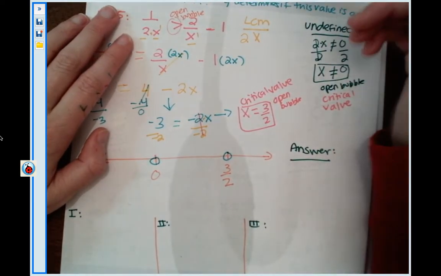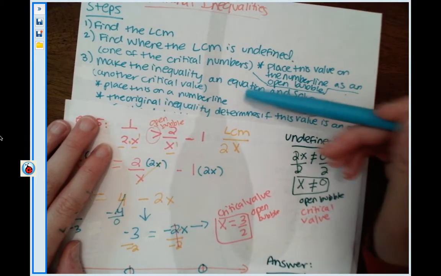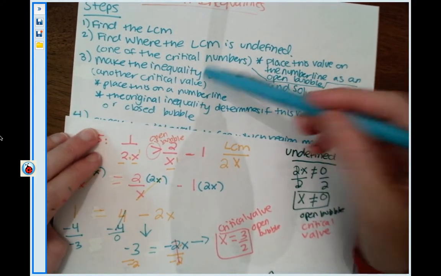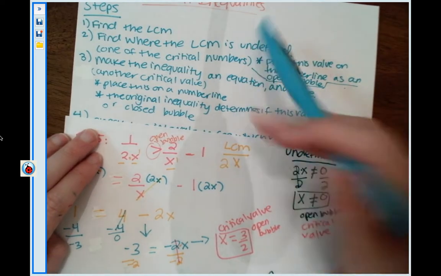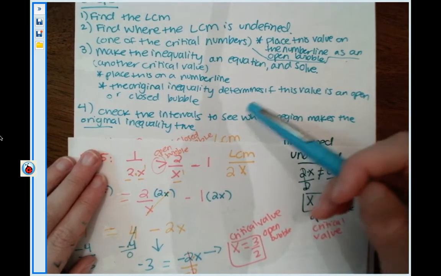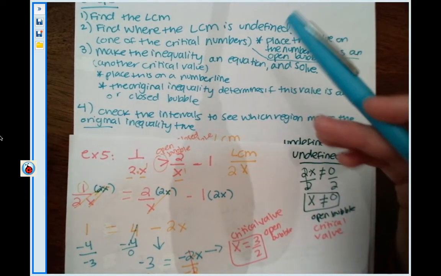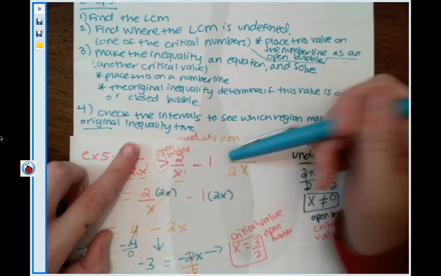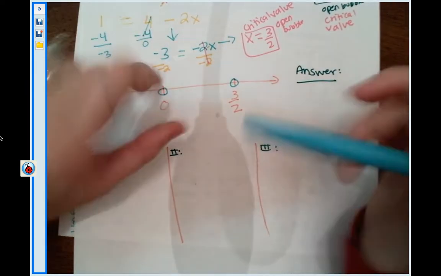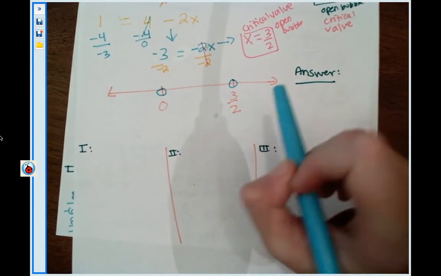Okay, so after we made the inequality an equation, remember to do that, unlike what Miss Long did. We made our inequality an equation, we solved for a value, and we put these things on a number line. So now we have to check the intervals to see which region makes the original inequality true. So we're going to decide if this final answer is an AND inequality, which means we shade in between, or an OR inequality, which means we go the opposite ways.